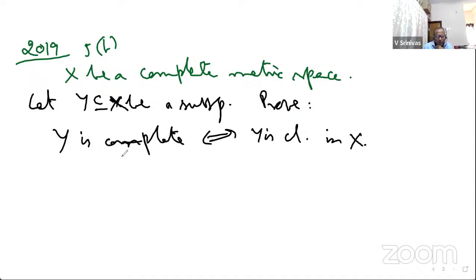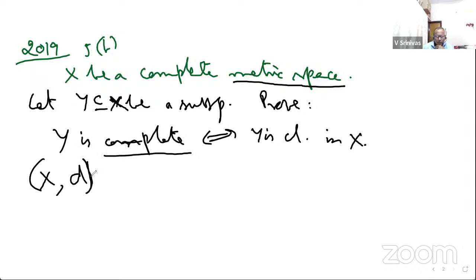What do we mean by completeness? Let X be a complete metric space. You know what you mean by metric space. What is a metric space? When do you say (X, d) is a metric space? X is non-empty, and there should be a metric d on it. When do you say d is a metric? It has to satisfy three conditions.